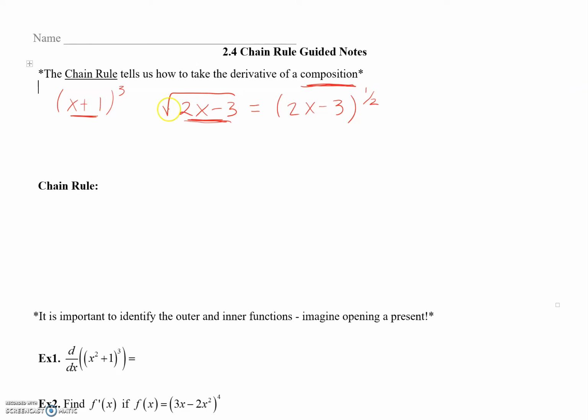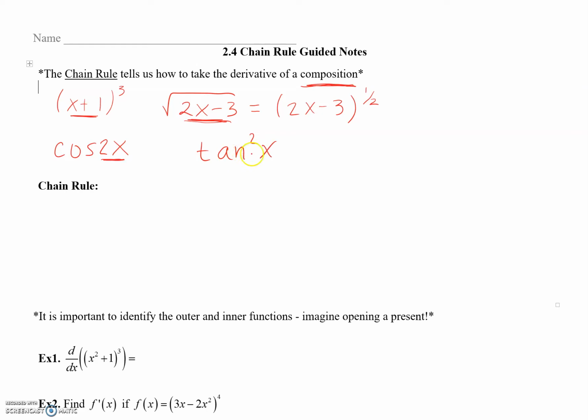We can also see compositions with trigonometric functions, so maybe something like cosine of 2x. For cosine of 2x, my inner function is 2x and my outer function is cosine, so I'm taking the cosine of my inner function. We could also see trig functions that are raised to a power, so maybe something like tan squared.